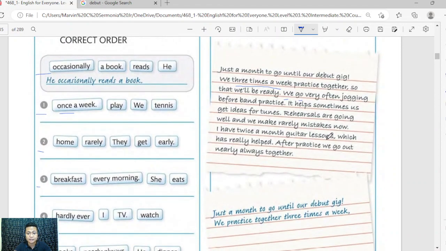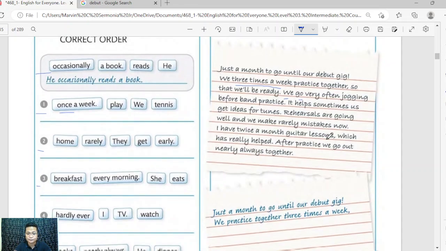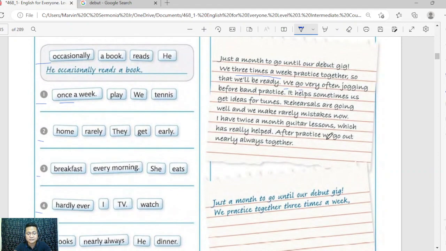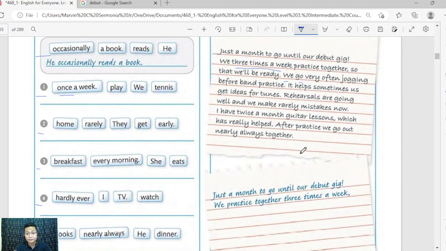Rehearsals are going well, and we make rarely mistakes now. Rehearsals are going well, and we rarely make mistakes now. I have twice a month guitar lessons, which has really helped. I have guitar lessons twice a month, which has really helped. After practice, we go out nearly always together. After practice, we nearly always go out together.